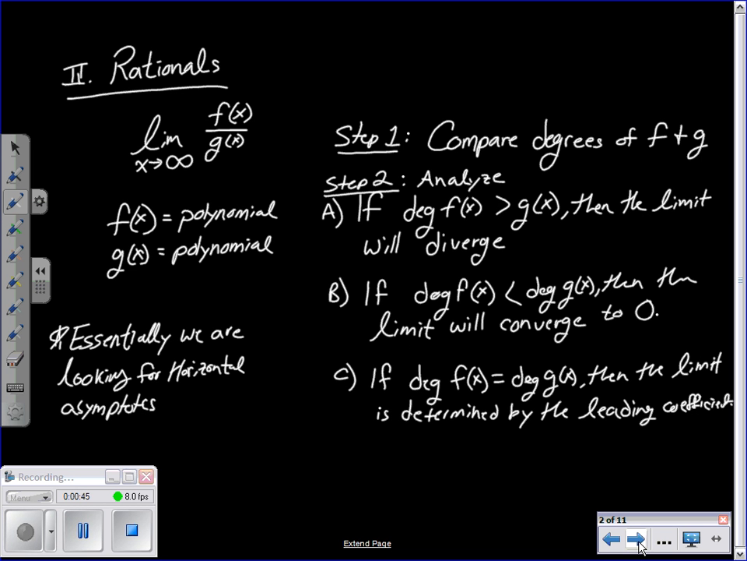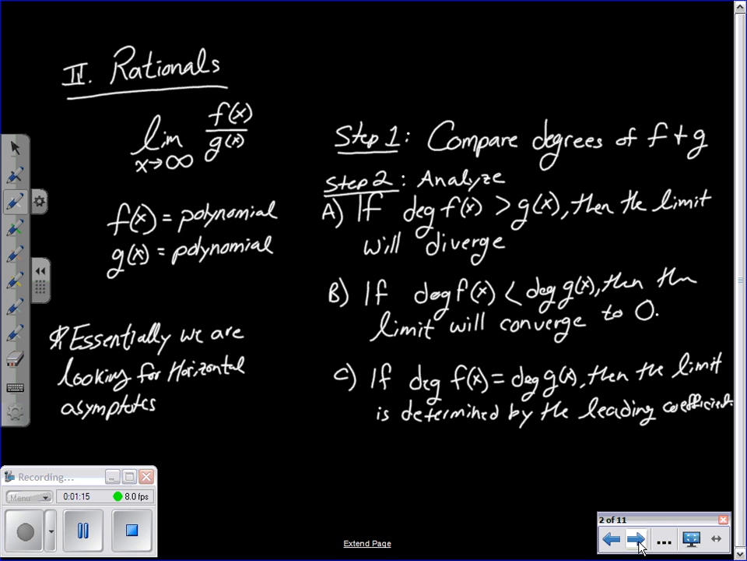One of the most important things that you'll learn in calculus is how to handle rational functions, and that's going to be this idea of the limit as x approaches either positive infinity or negative infinity for something like f of x over g of x, where both f and g are polynomials. Whenever you encounter a rational function, you compare the degrees of f and g. If the degree in the top, the numerator, is greater than the degree in the bottom, the denominator, then the limit is going to diverge.